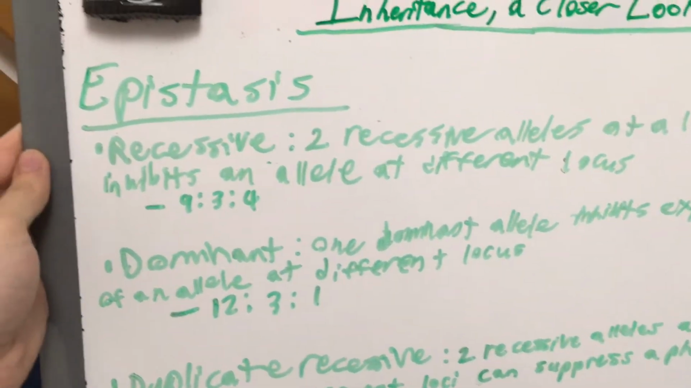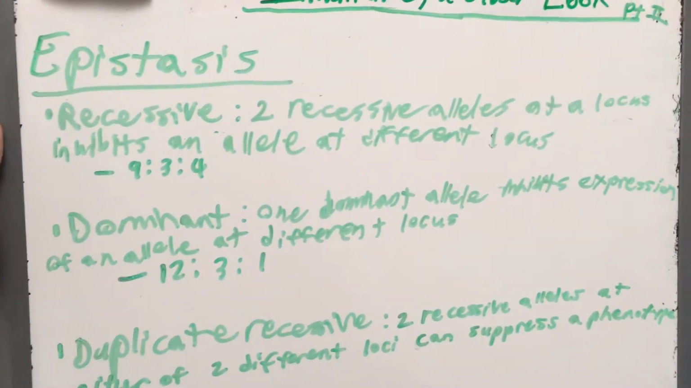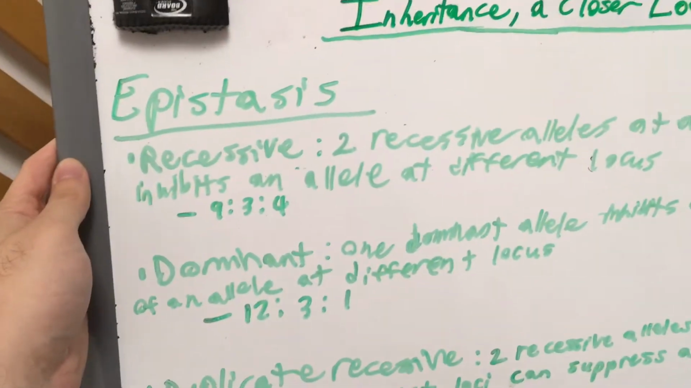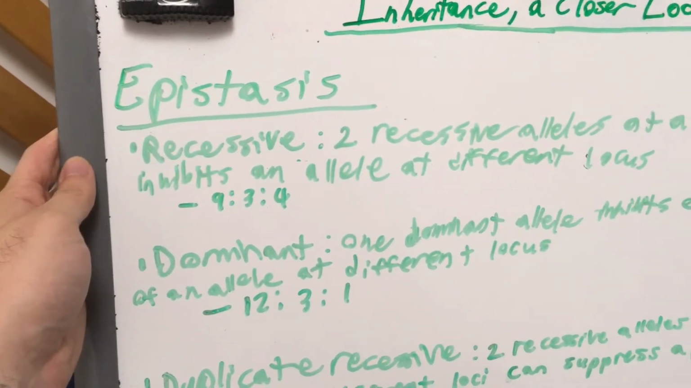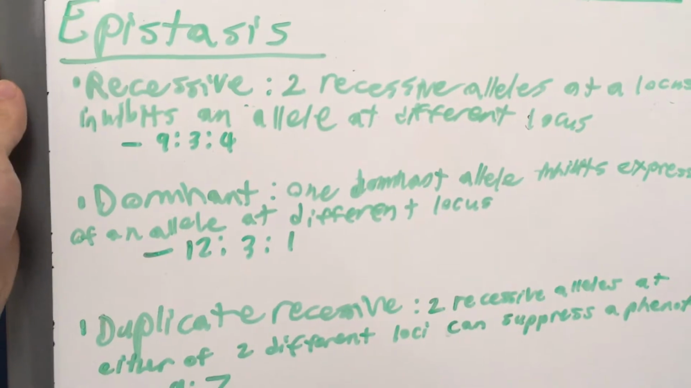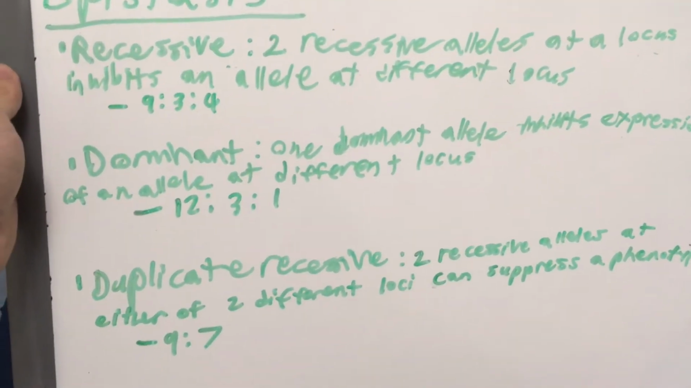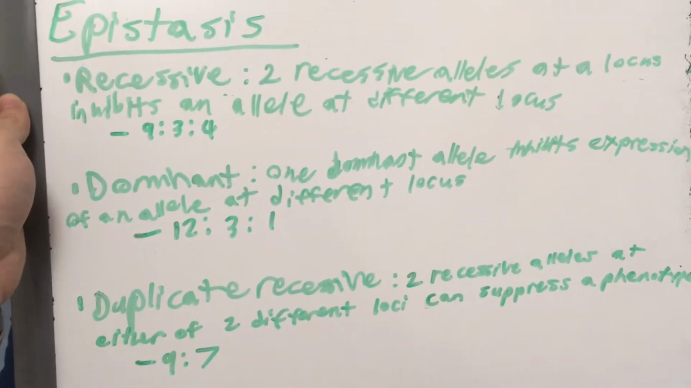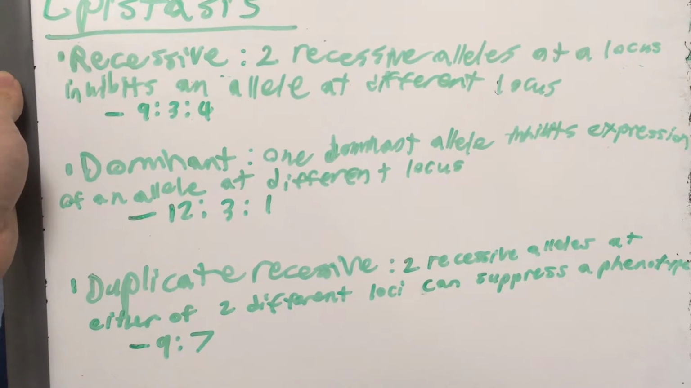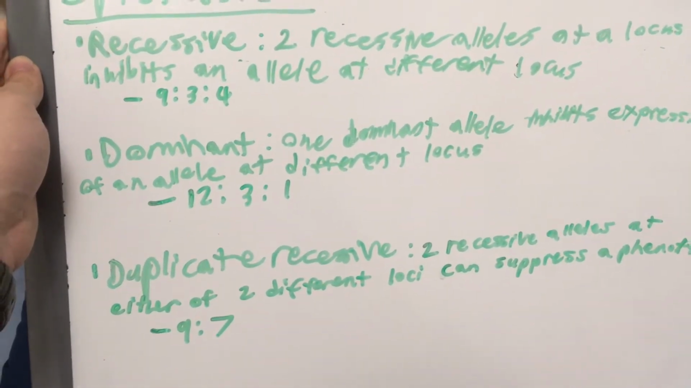Now, as for the different types of epistasis, I'm going to keep things simple for now. Maybe I'll do something more in depth at some other point in time about the different kinds of problem types and the ratios and how to interpret them. But for now, there's three kinds of epistasis: recessive, dominant, and duplicate recessive. Recessive is when you have two recessive alleles at a locus and they inhibit an allele at a different locus, and the ratio that you get is 9:3:4.